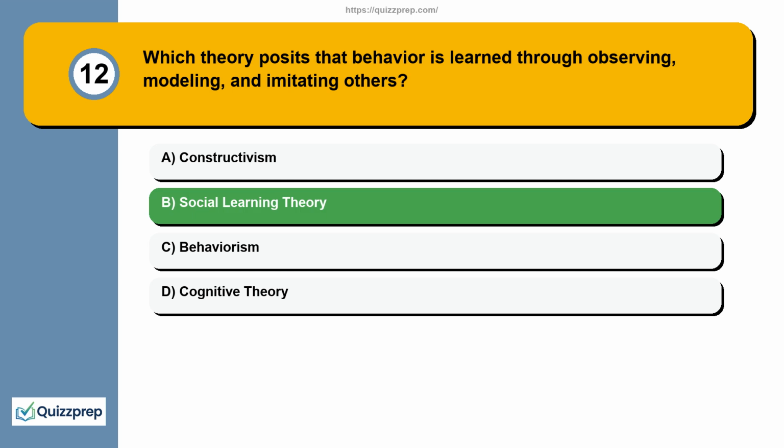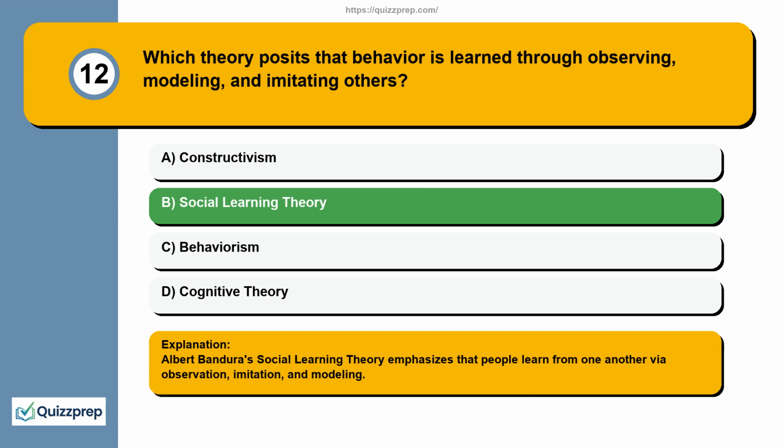Social learning theory. Explanation. Albert Bandura's social learning theory emphasizes that people learn from one another via observation, imitation, and modeling.